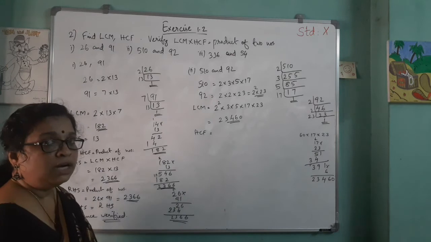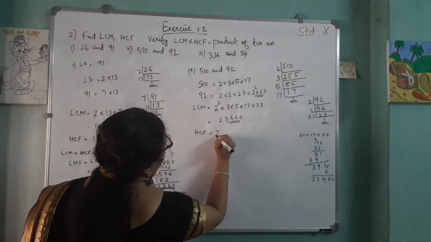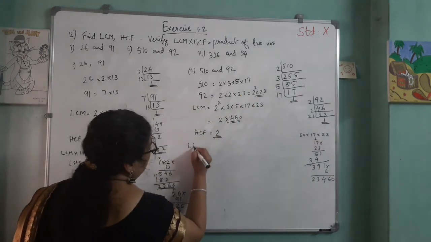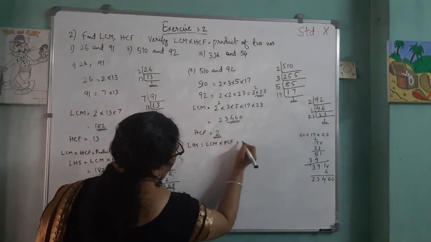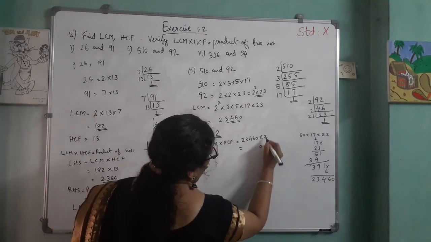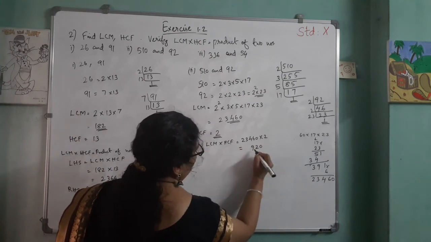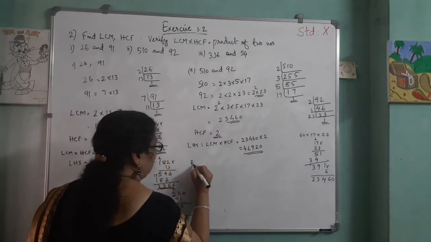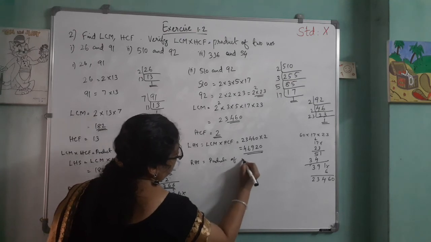HCF is the smallest power of each common factor. So here 2 square, here only 2. No other common factors are there. So HCF is 2. So LHS equals LCM into HCF, that equals 23460 into 2. That equals 46920. 6 2s are 12, 6 4s are 24 plus 1 is 25, 2 3s are 6, 2 2s are 4. Then RHS equals product of numbers.